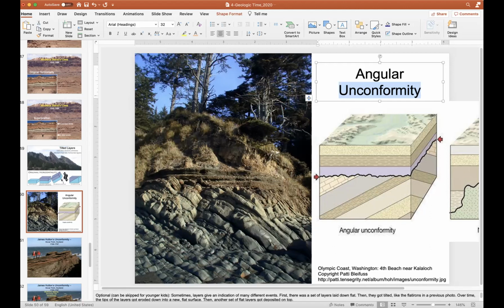And here's a really nice example. Tilted shales here, and then they end, and then there are horizontal layers above that. This is an unconformity. It's a missing period of time, because we've done the tilting, and then there was an erosional event. We're missing the tops of these, and some other rock is deposited on top.